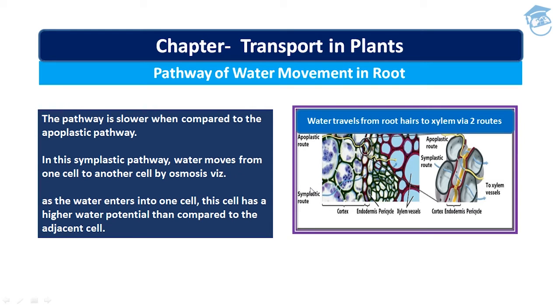This is the cortex part, which is the ground tissue part. This is endodermis, and this area is pericycle. This is the xylem vessel, from where movement of water and mineral takes place. This is the apoplastic pathway, represented by this yellow line, and this is the symplastic pathway, shown by this blue line. Then it reaches the xylem vessel, or you can say it reaches the cortex or endodermis part of another plant cell.